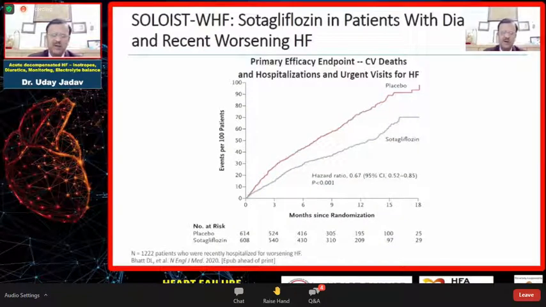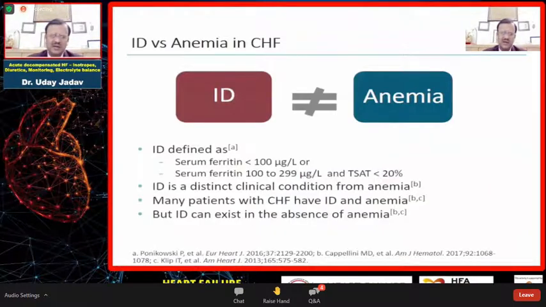A lot of interesting thoughts have recently come up after the sotagliflozin data in patients with recent worsening heart failure. You have much more to come. I mean, this data was a bit preliminary. It came in the COVID days when patients could not be randomized further. But it told us a very important message that CV deaths and hospitalization and urgent visits went down with sotagliflozin, a dual combination of SGLT1 and SGLT2 inhibition. So there is now a way to treat patients who have been recently hospitalized for worsening heart failure and start them on SGLT2 inhibitors a little early. It's not always easy to do that in clinical practice, as we'll see.